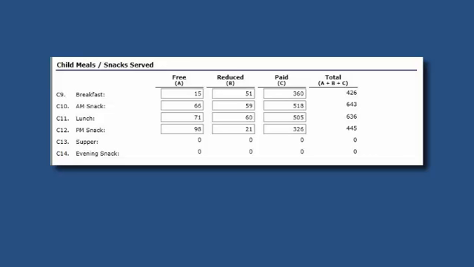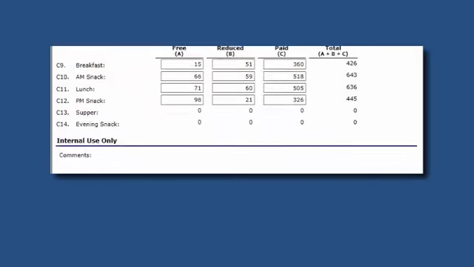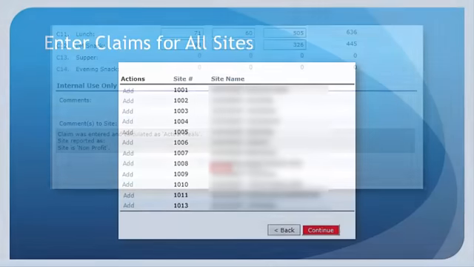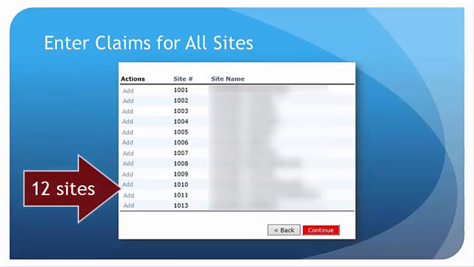Enter the number of free, reduced, and paid meals served in the fields provided. You may only enter data for the meals approved on the site application. In this example, breakfast, morning snack, lunch, and afternoon snack are approved in the site application, so counts can be entered for these meals. Enter the number of free, reduced, and paid meals served. Meal totals will autofill. Click Save. Enter claims for all sites if the organization is a center sponsor. The sponsor shown here has 12 sites.